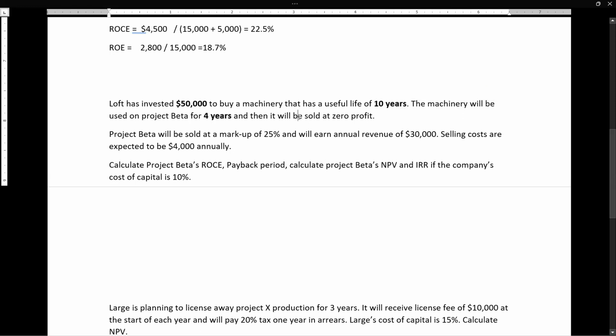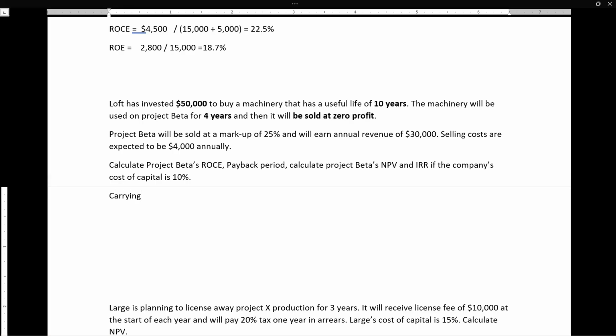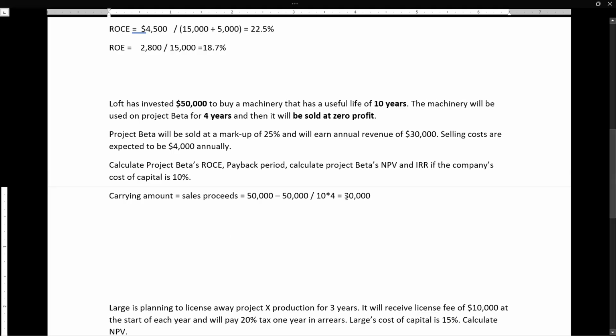The fact that it will be sold at zero profit means that we will need to calculate the carrying amount by that time. So what will be the carrying amount, which equals the sales proceeds from this machinery? That would be 50,000 minus 50,000 divided by 10 years and multiplied by 4. So this means that we're going to take 50,000 and subtract 20,000, and it leaves us with 30,000. That would be whatever is received in the end.